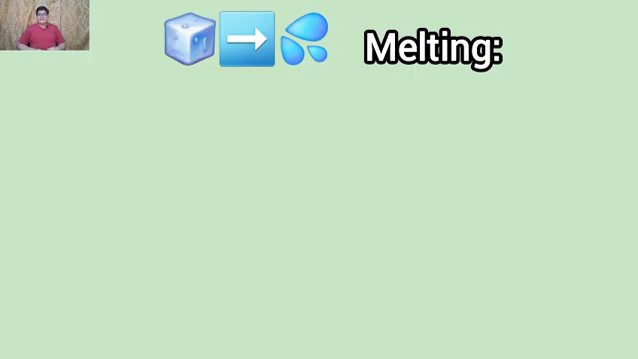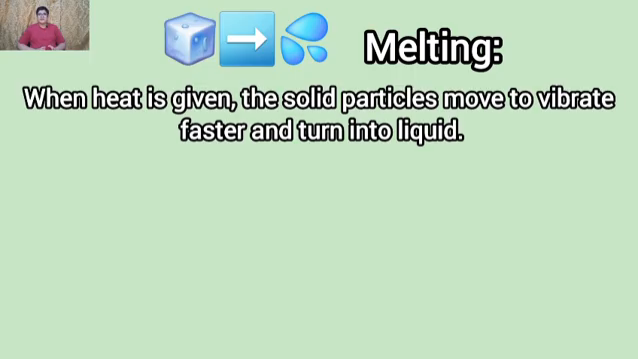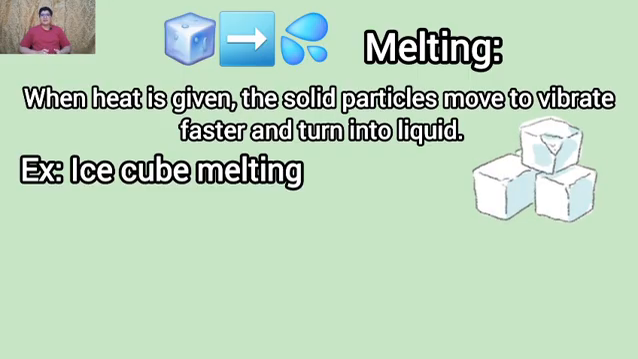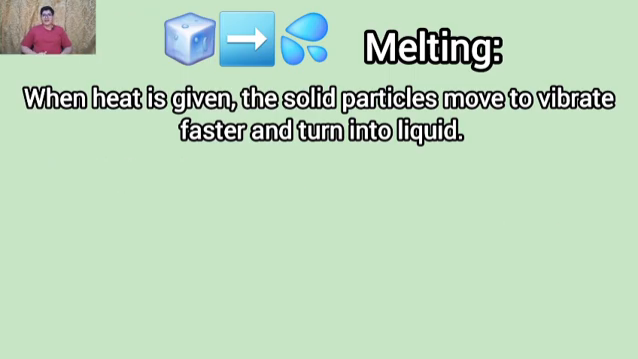Firstly, let's talk about the change of state from solid to liquid and from liquid to solid. The change of state from a solid to liquid is known as melting. When heat is given, the solid particles vibrate faster and then they turn into liquid. For example, if you place an ice cube out in the sun, the ice cube will start to melt. So the state change from solid to liquid is known as melting.